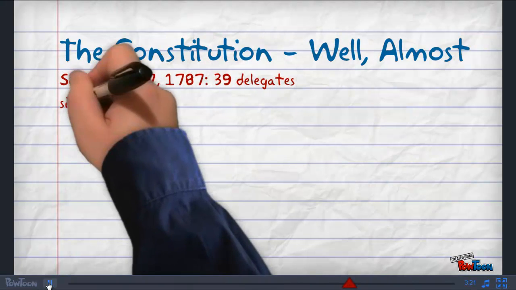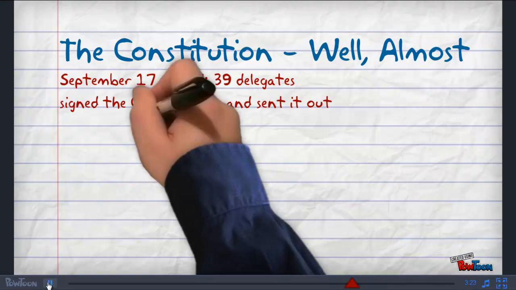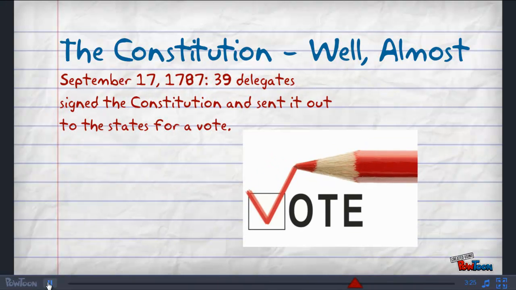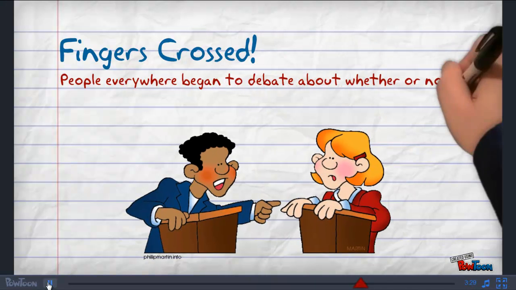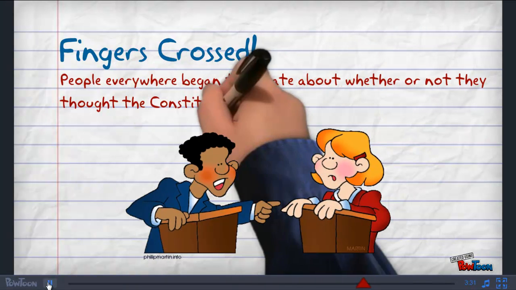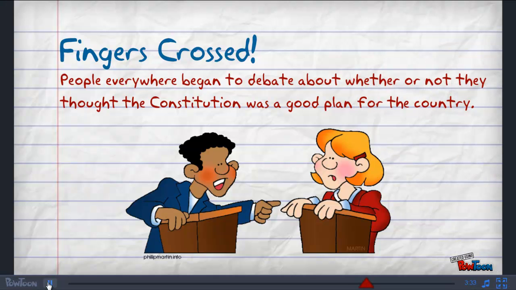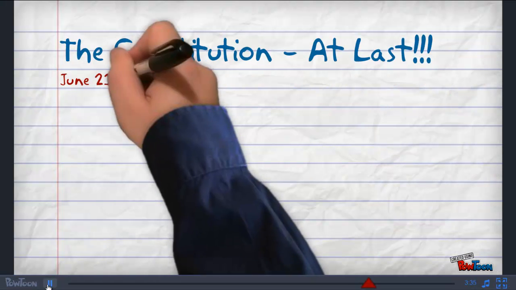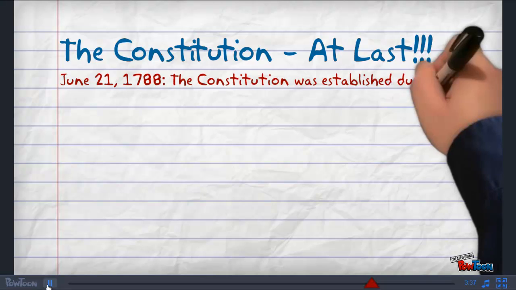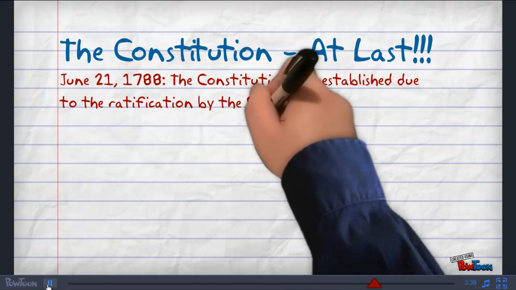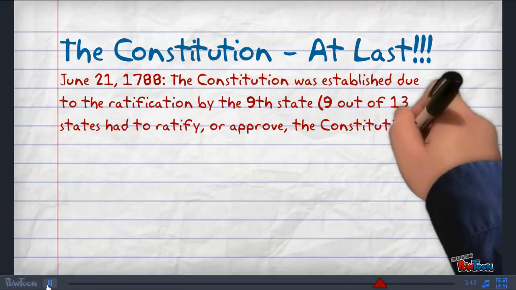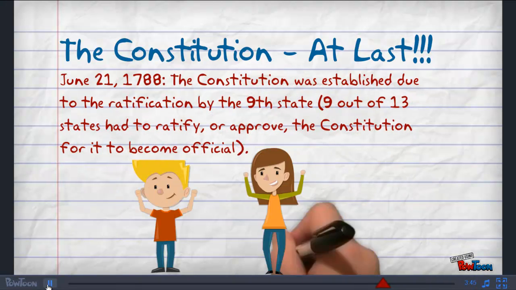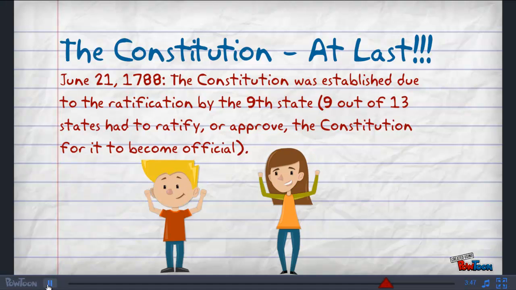September 17, 1787, 39 delegates signed the Constitution and sent it out to the states for a vote. People everywhere then began to debate about whether or not they thought the Constitution was a good plan for the country. But finally, on June 21, 1788, the Constitution was established due to the ratification by the 9th state. 9 out of the 13 states had to ratify or approve the Constitution for it to become official.